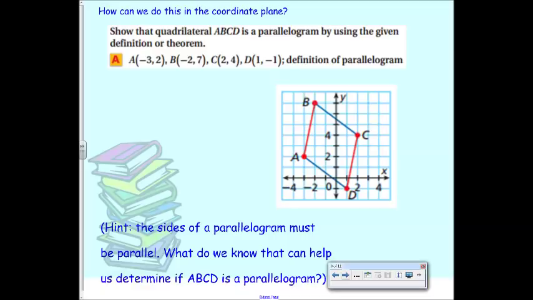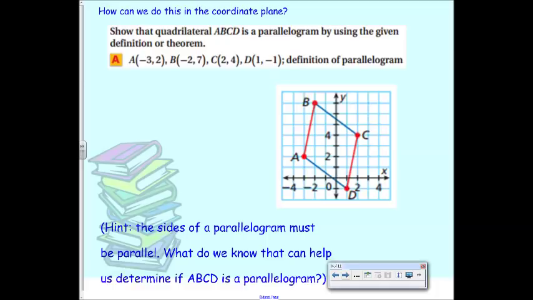Could you also use the distance formula? Yes, it's too long. Okay, so you could also use the distance formula. I think it's easier to use the slope if they're just asking you based on the definition of parallelogram, because the definition of parallelogram could just be that opposite sides are parallel.